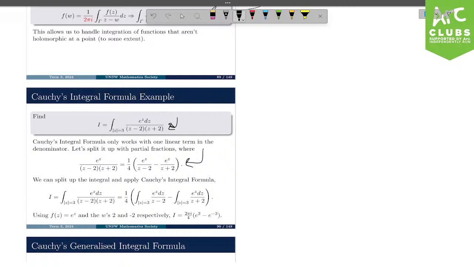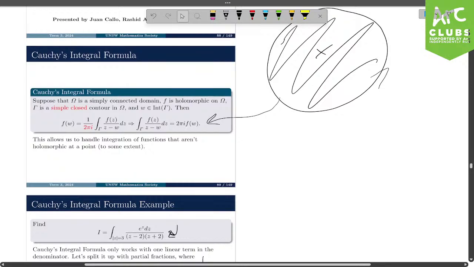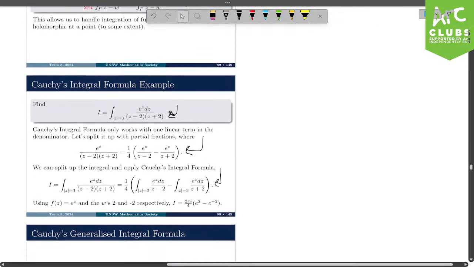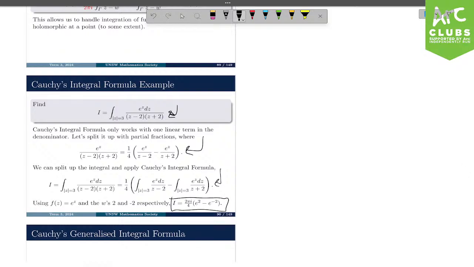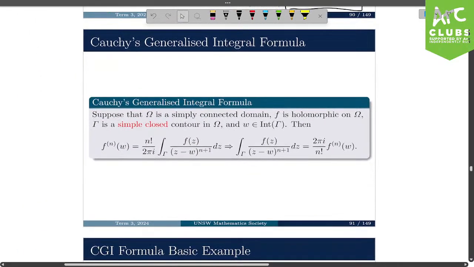We can break it up into 2 integrals even, and then just apply Cauchy's integral formula, where the result is just given by 2 pi i times the function at that point. So we get 2 pi i times the function at 2 and 2 pi i times the function at minus 2, giving us the desired result. Okay, fantastic. Let's keep it moving.